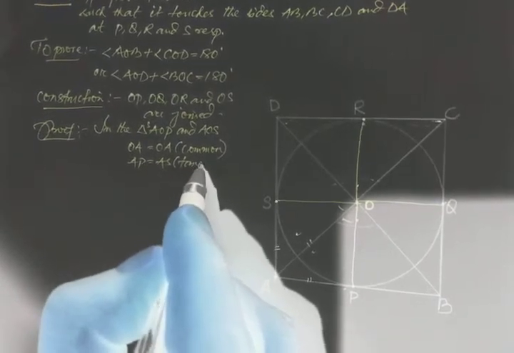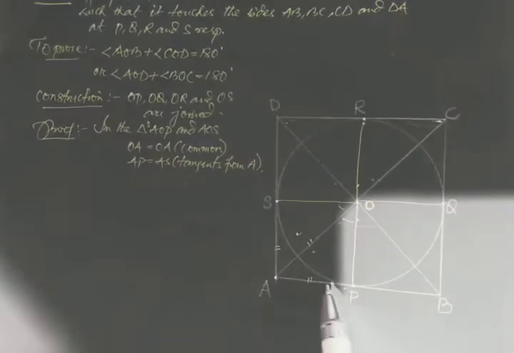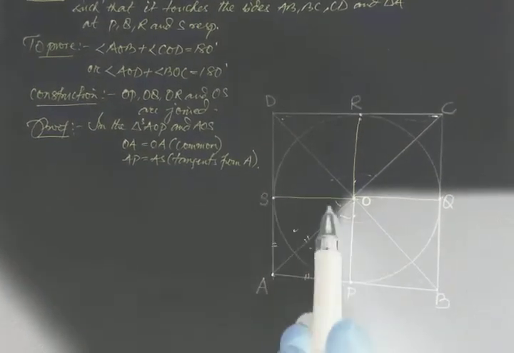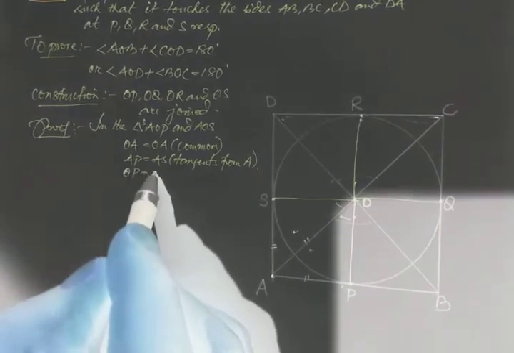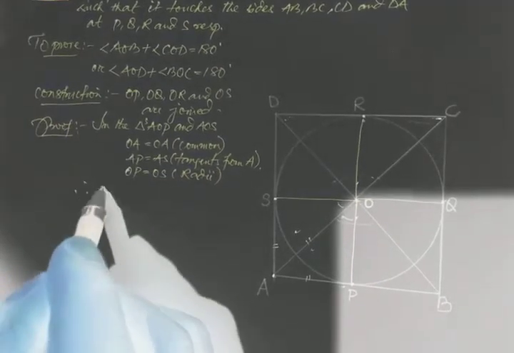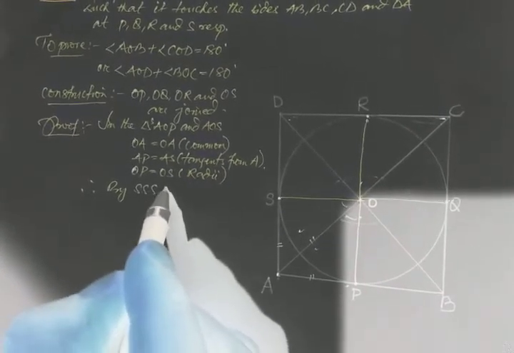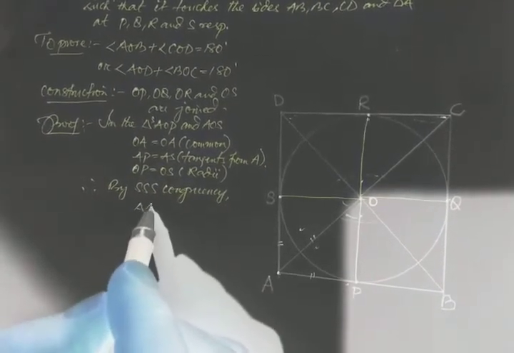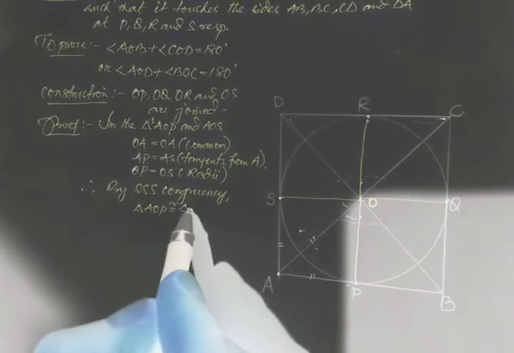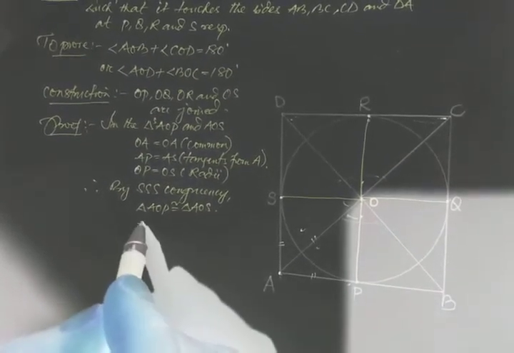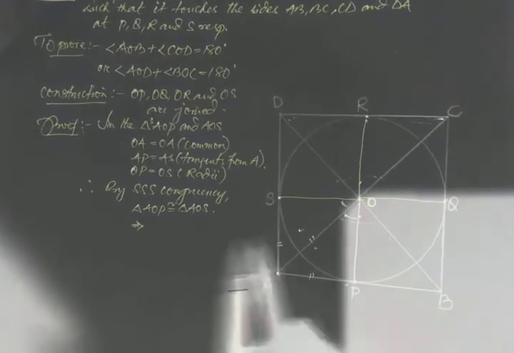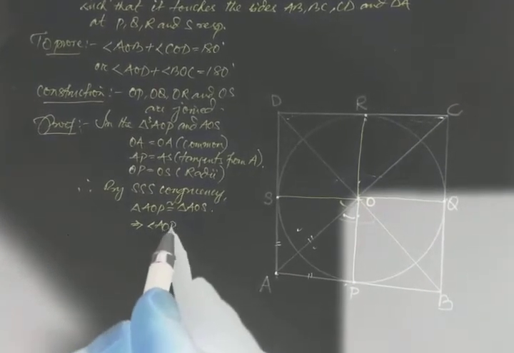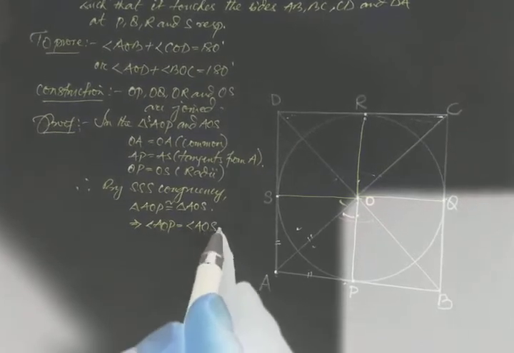We'll just write tangents from A. Lastly, OP equal to OS, they are radii of the same circle. Therefore, by SSS congruency theorem, triangle AOP is congruent to triangle AOS, which now makes these two angles equal. It is angle AOP is equal to angle AOS.